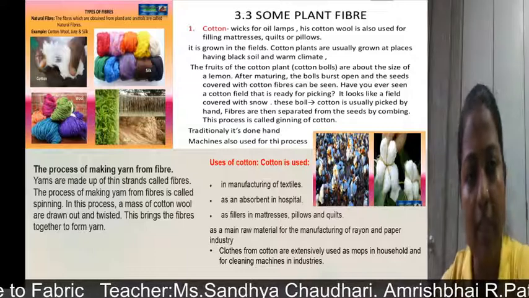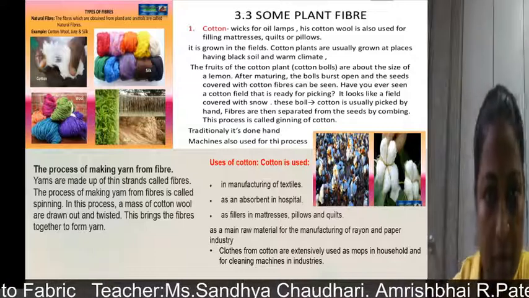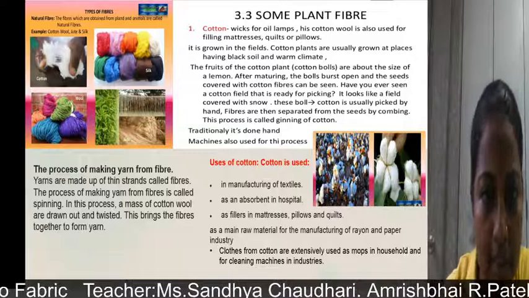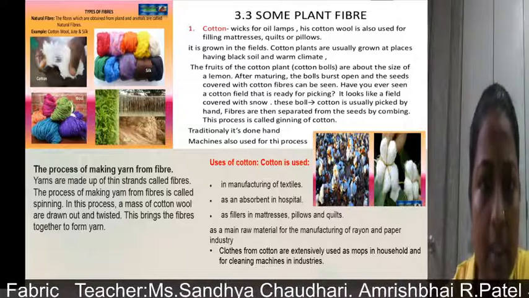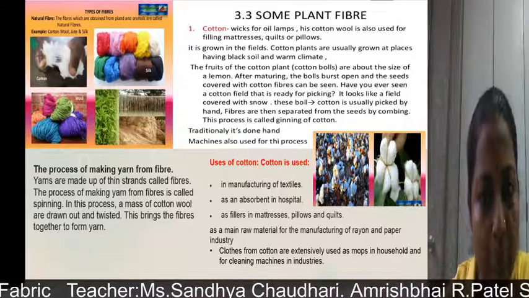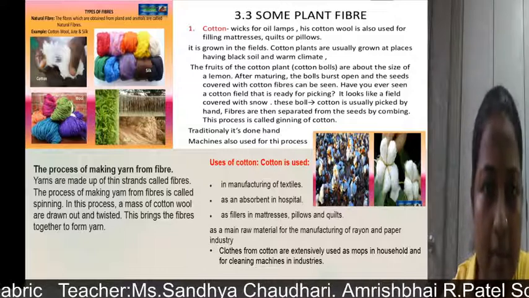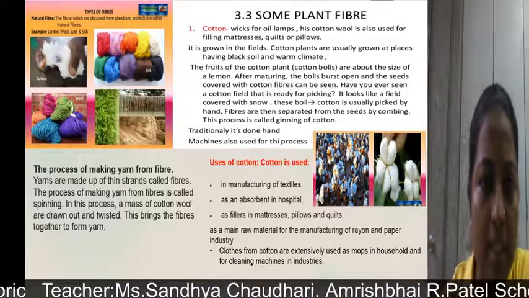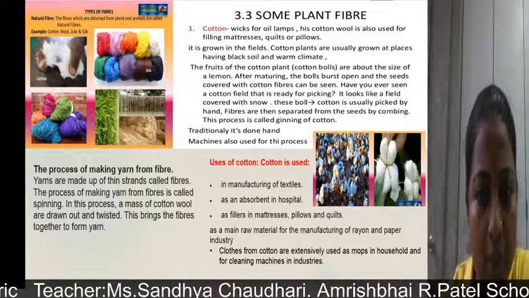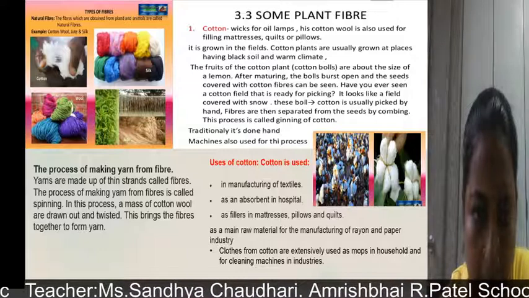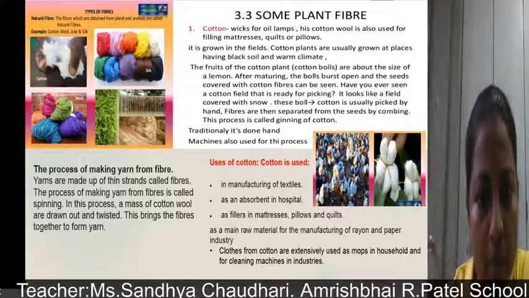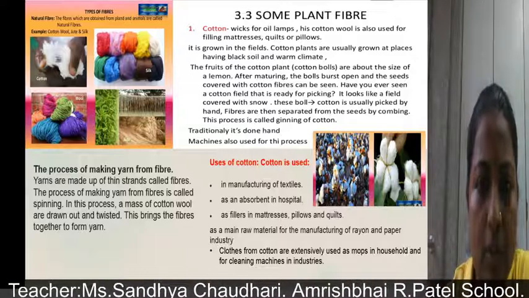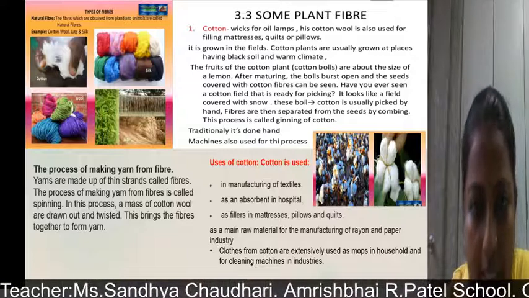Then we can see different uses of cotton. It is used in manufacturing textiles, as an absorbent in hospitals, as a filler in mattresses, pillows and quilts, as a main raw material for the manufacturing of rayon and the paper industry, and clothes from cotton are extensively used as mops in households and for cleaning machines in industries.